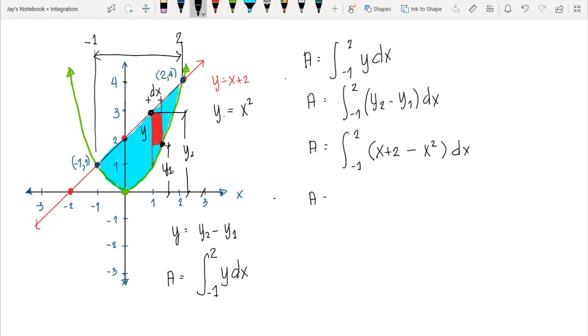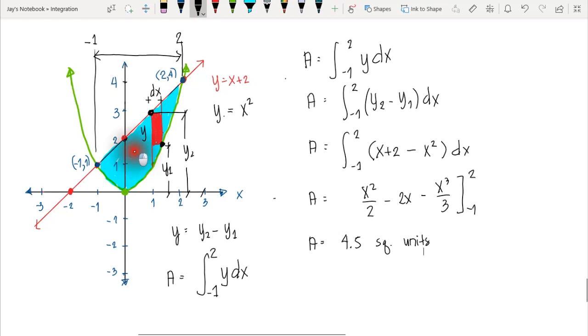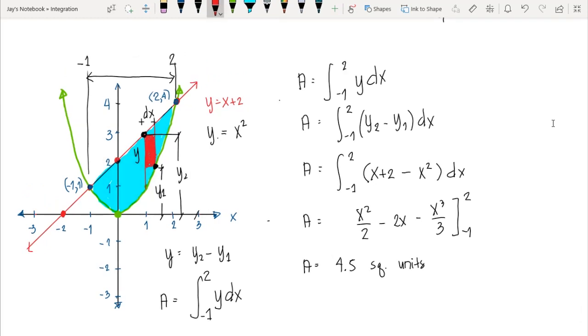Then we have x squared over 2 minus 2x minus x cubed over 3, and the limit is from -1 to 2. Then we have our area here, which is equal to 4.5 square units. So this is the area of this shaded region. So therefore, this is our answer.